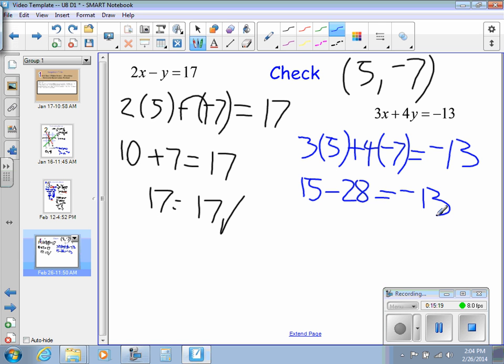Well, if I took 28 and I subtracted 15 from it, 8 minus 5 is 3. 2 minus 1 is 1. That's going to give me a 13, but as the 28 has the larger absolute value and it's negative, my answer will be negative. So negative 13 equals negative 13, and that one also checks. In order for my solution to be the correct solution, it has to check in both equations.